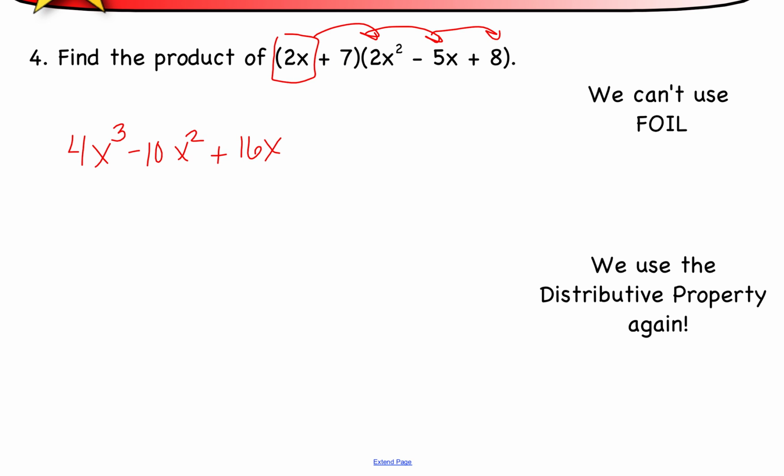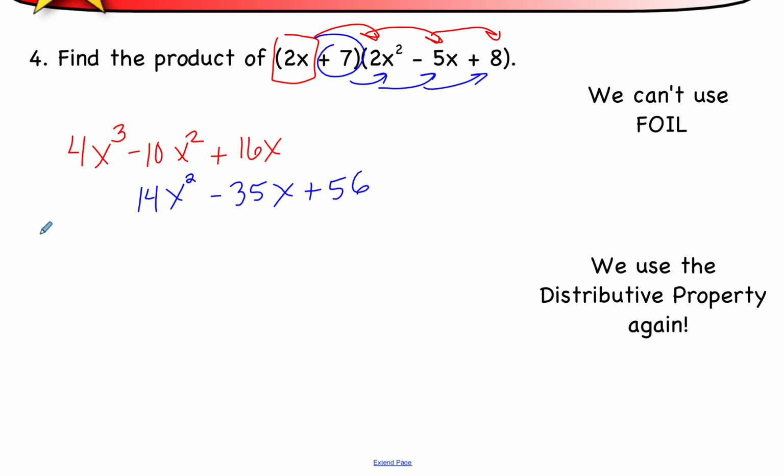Then we're going to distribute the positive 7 through the parentheses, and I will write the result of that below the first set of products. So 7 times 2x squared is 14x squared, and I'm going to line those up with their like terms. And then 7 times minus 5x is minus 35x, and 7 times 8 is plus 56.